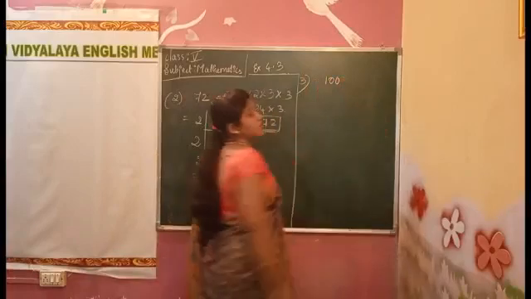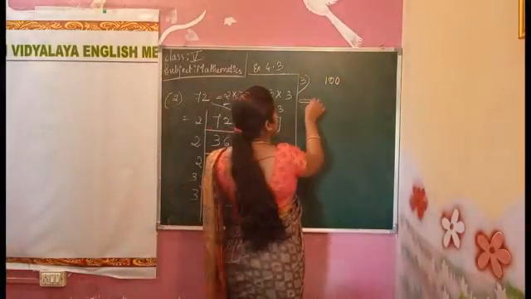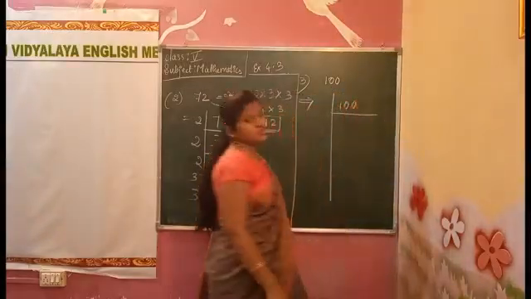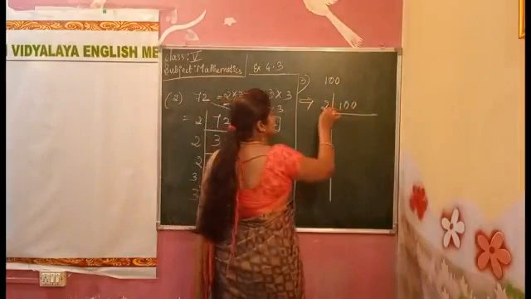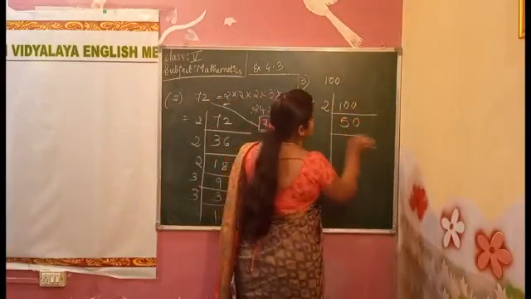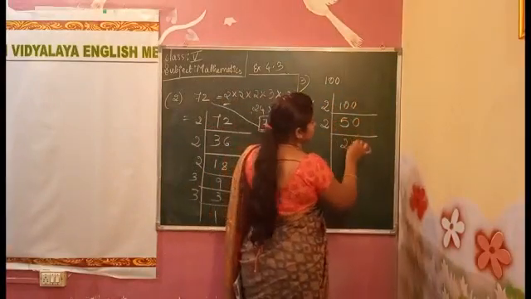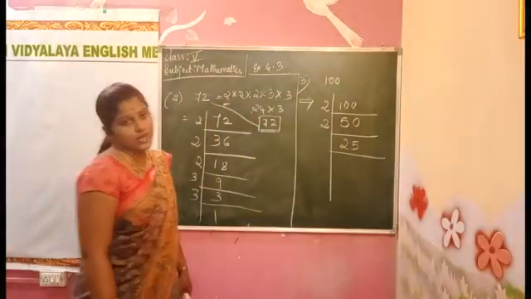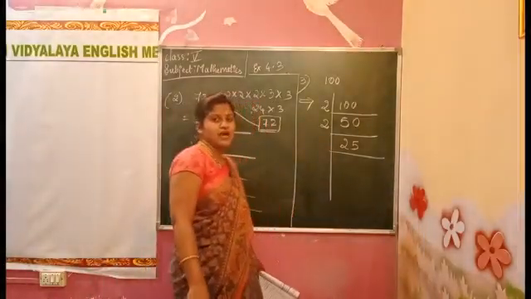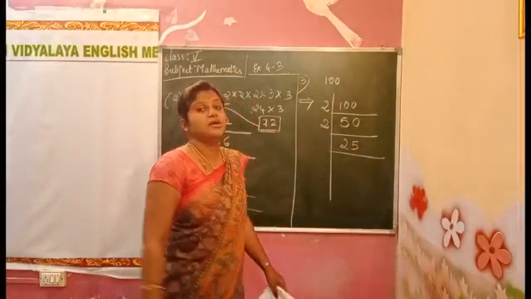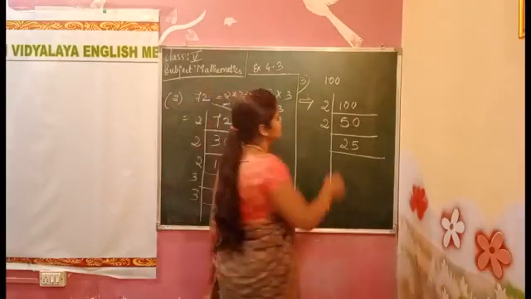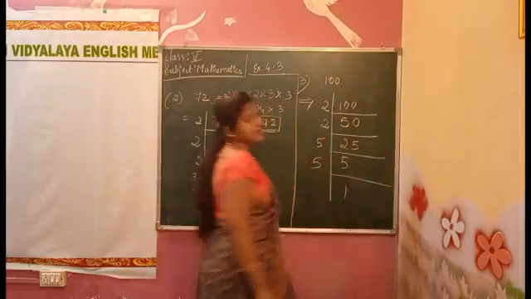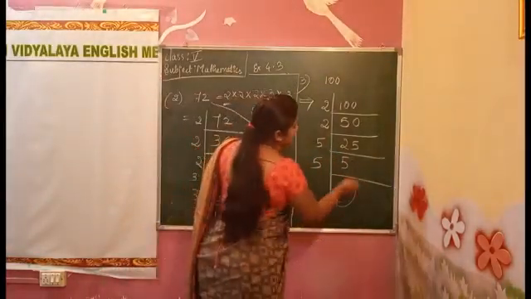Okay, the next problem is 100. We have to do the division method for this also. 100. First we'll start with the 2 table. 2 50s are 100. 2 25s are 50. Now 25 is not there in the 2 table, so we'll move on to the 3 table. Do we have 25? No. In the 4 table do we have 25? No. In the 5 table we have 25. So 5 5s are 25, 5 1s are 5. We got the prime factor.